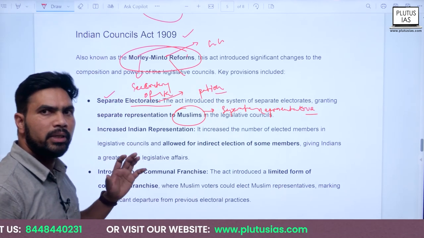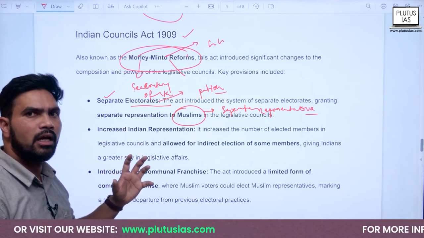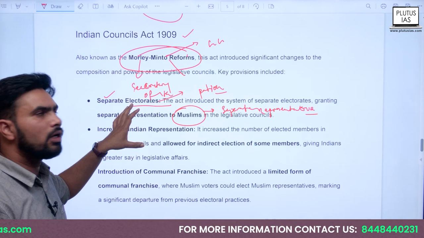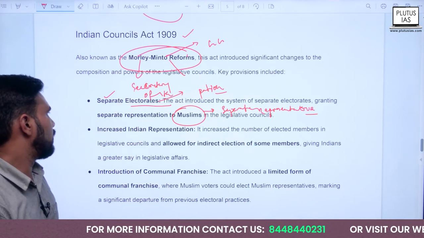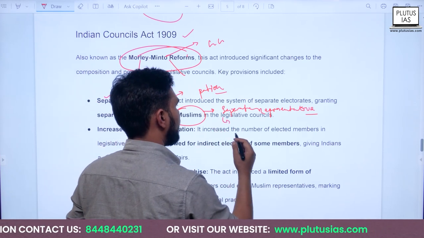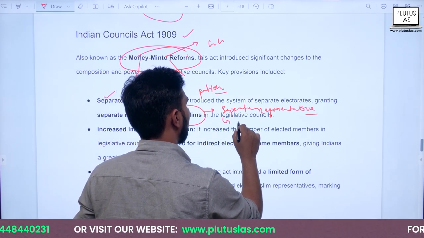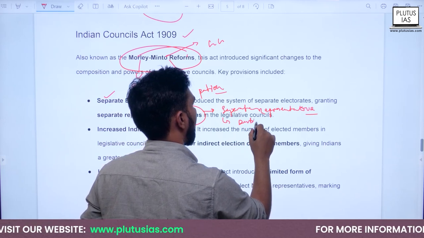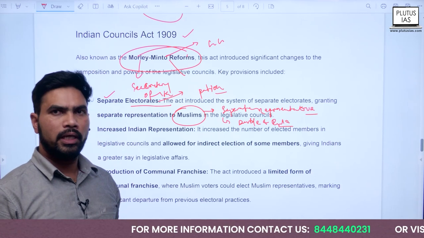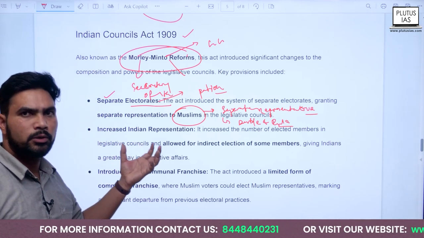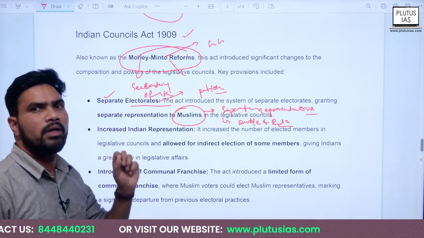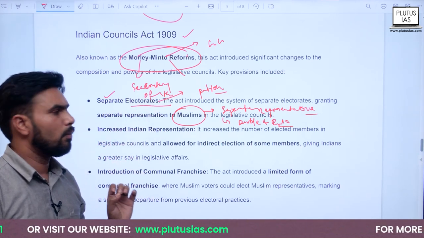So the seeds of partition were basically shown in this Indian Councils Act of 1909, or the Morley-Minto reforms. This is also the basic British principle of divide and rule. In order to divide and rule the Indians, they followed this principle, and the separate electorates given were one of the major elements in that policy.